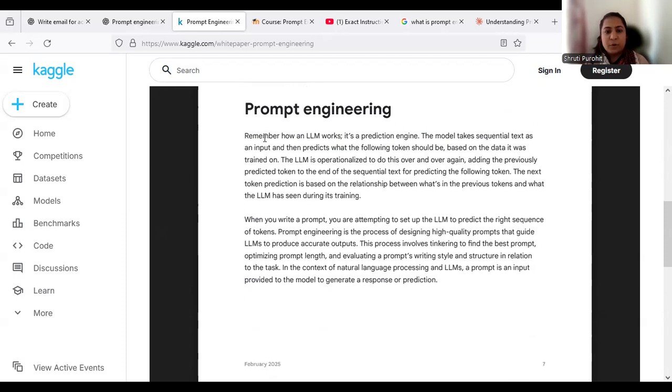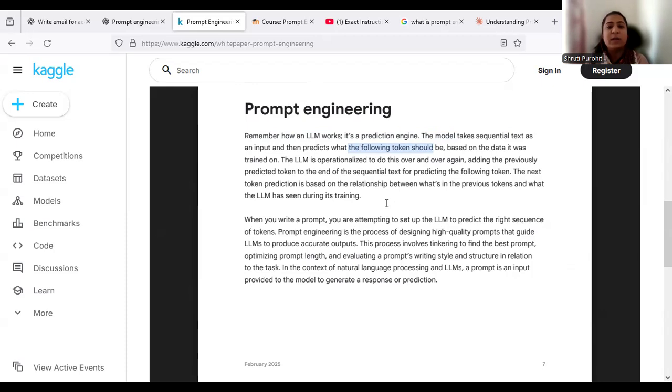So let's see. Prompt engineering: remember how an LLM works. It's a prediction engine. Consider "How are" – you mention "how are you", and the prediction completes the sentence with you. So this is the prediction engine. The model takes sequential text as an input and predicts what the following token should be. Each word in the prompt is considered a token. "How" is a single token, "are" is a single token. So based on the sequence of tokens, it predicts the output.